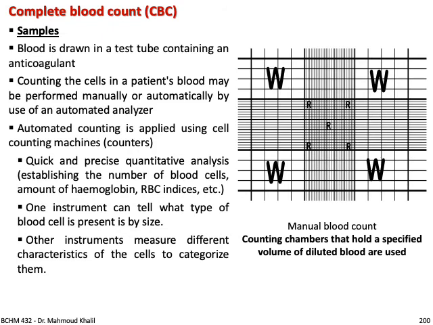You can use the hemocytometer to count. This is for manual blood count. It contains a counting chamber that holds a specified volume of diluted blood.